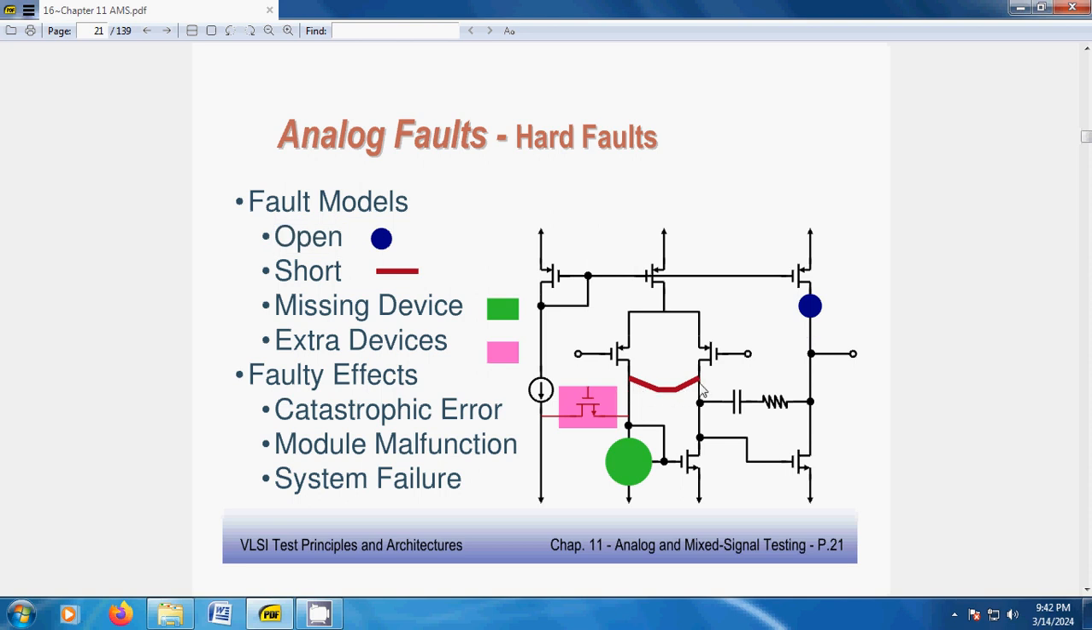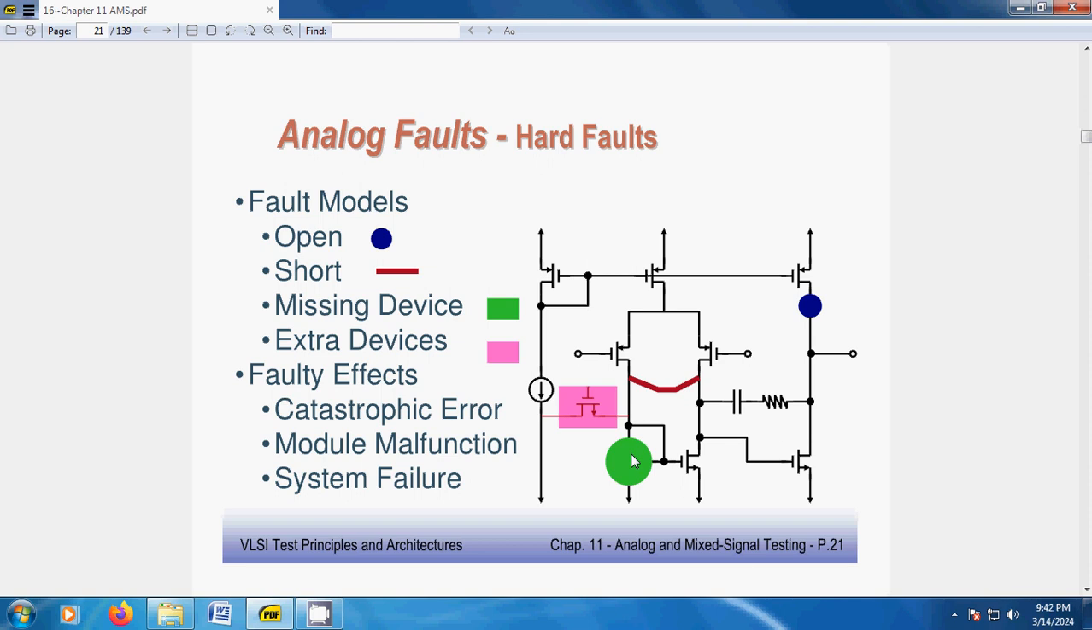Missing device. Missing device means this is a FET, so there should be a FET here, but due to some process failures this FET can be removed due to extra etching. Next is extra devices. These are more or less like parasitic devices that may be unintentionally created during the fabrication process. So these are the four different types of analog hard faults.